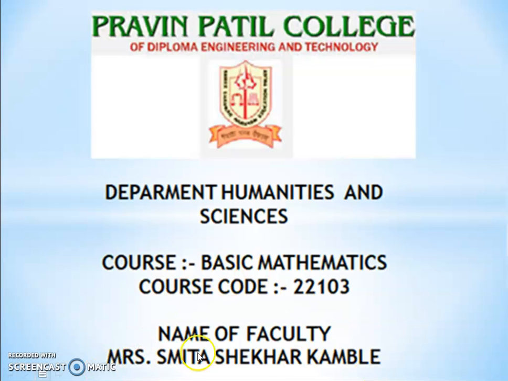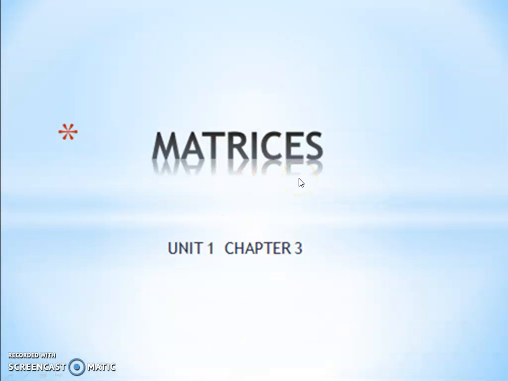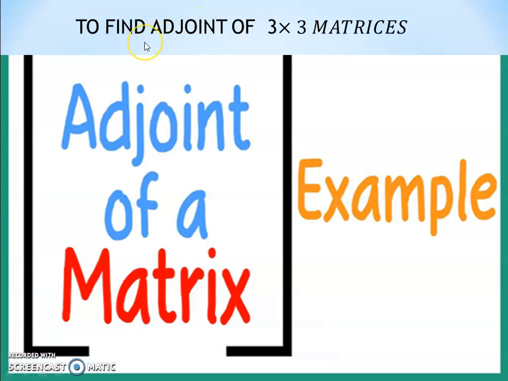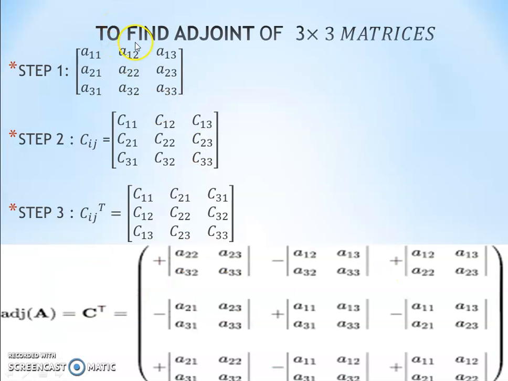Today's lecture depends on the Matrices chapter, number 3, unit 1. In the last lecture, we took examples based on the adjoint of a 2 by 2 matrix. Today's lecture is about finding the adjoint of a 3 by 3 matrix, with examples and method. To find the adjoint of a 3 by 3 matrix, the first step is important. Our elements are A11, A12, A13, A21, A22, A23, A31, A32, A33.